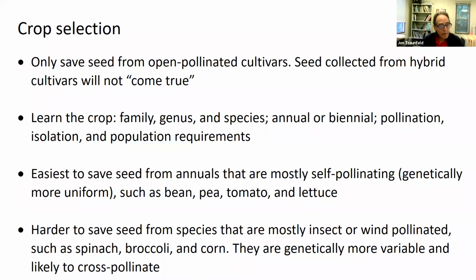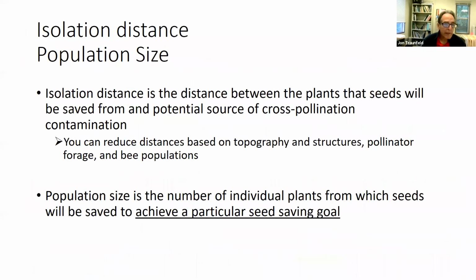If you really get into it, I'm sure some of you may have tried this, and that's great, and it can be done. But for most gardeners, those very self-pollinating crops are going to be the ones to stick with. So let's talk, in a little more depth, about these two concepts: isolation distance and population size. Isolation distance is simply the distance between two different cultivars. If I'm trying to save seed from one particular cultivar, I want to make sure it's X number of feet from the possibility of being cross-pollinated with a different cultivar of the same species.